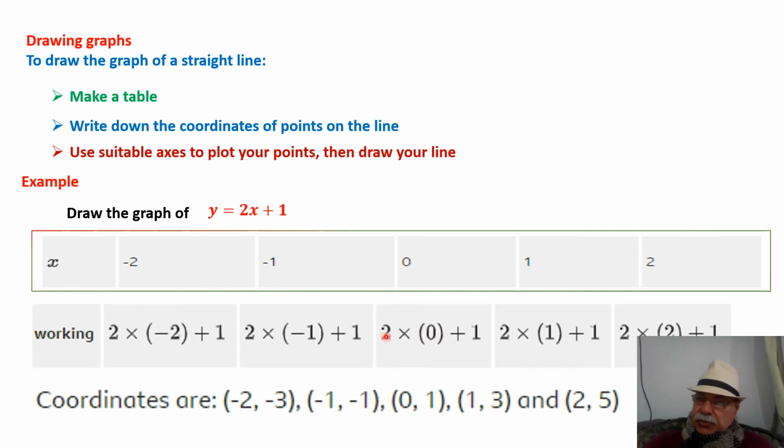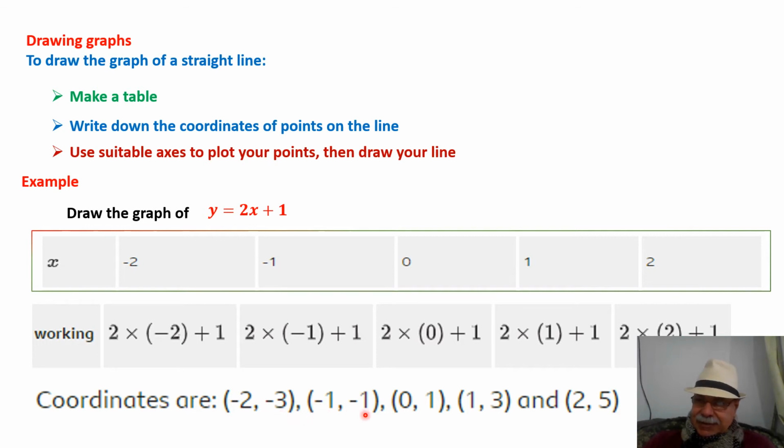2 times 0 is 0, plus 1 is 1. Then 2 times 1 is 2, plus 1 is 3. You see? And 2 times 2 is 4, plus 1 is 5. This 2 is the 2 for x, because this is x and this is y.